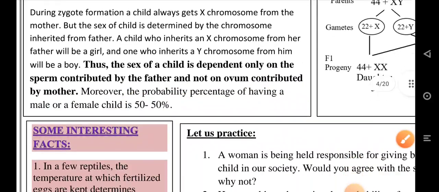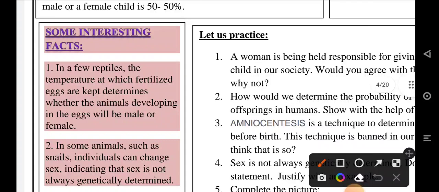Apart from this, in a few reptiles, the sex is determined by the temperature of the fertilized egg. The temperature at which the egg is incubated will determine the sex of the reptile.